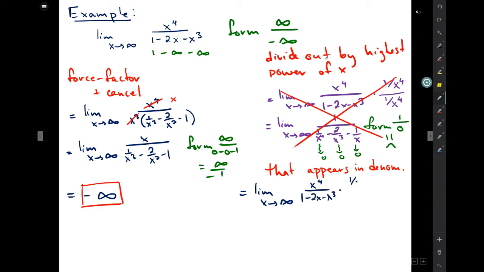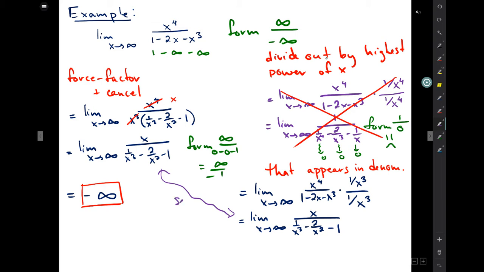So I divide the numerator by x squared. Oops, I said cubed. And I divide everything in the denominator by x cubed. So now I get x on the top, and on the bottom I get 1 over x cubed minus 2 over x squared minus 1. And again, notice this is the exact same thing as we had before in the other method. So these two methods really are the same thing as long as you apply them correctly.